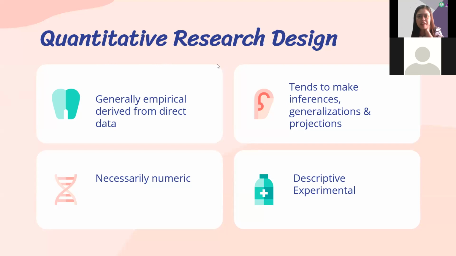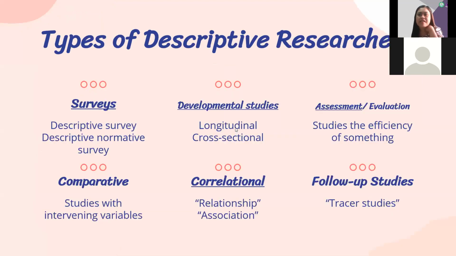Now, if sure na kayo na quanti yung research ninyo, you have to identify also whether that is descriptive or experimental. So when you make your research design under the research methodology, you have to properly state in that portion of your paper that your study is quantitative descriptive research design or quantitative experimental research design.